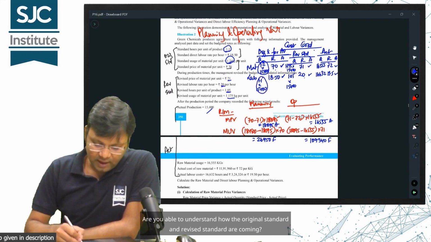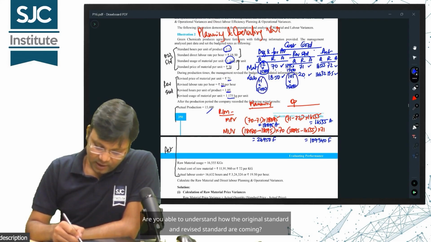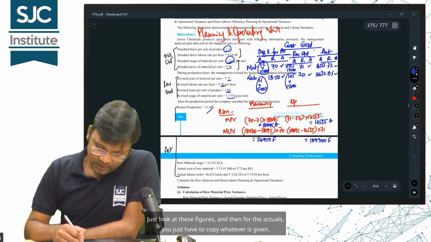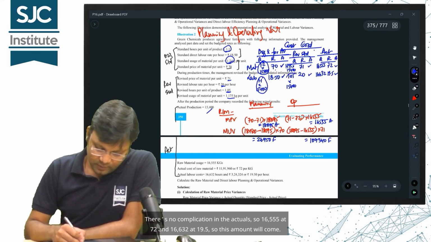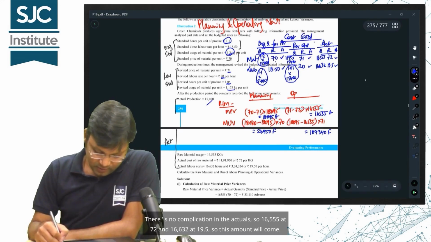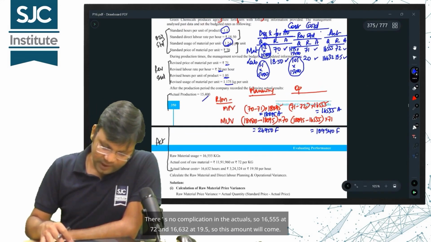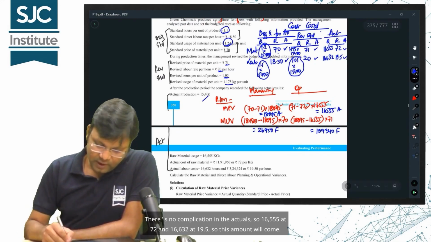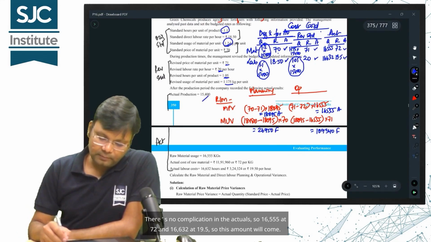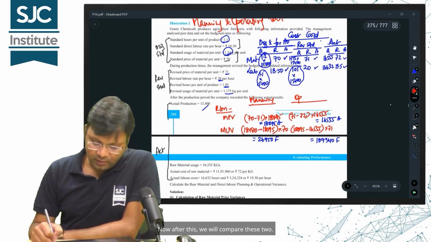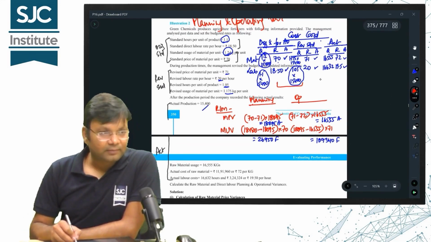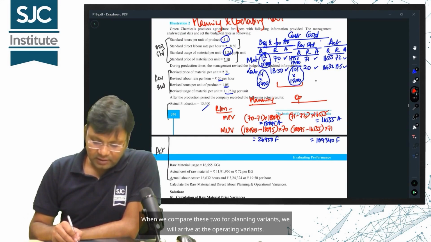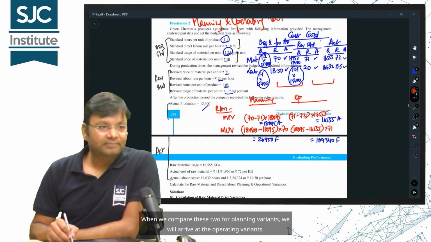Are you able to understand how the original standard and revised standard are coming? Just look at these figures, and then for the actuals, you just have to copy whatever is given. There's no complication in the actuals: 16,555 at 72 and 16,632 at 19.5, so this amount will come. Now after this, we will compare these two. When we compare these two for planning variance, we will arrive at the operating variance.